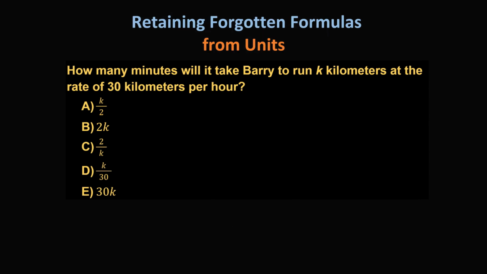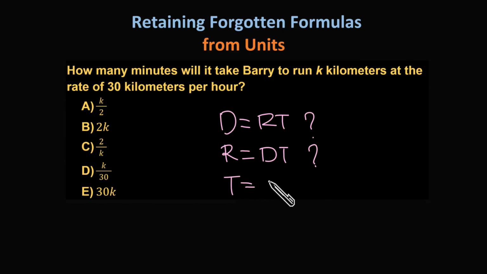Don't you hate it when you see a really easy looking problem on the screen, but you completely forgot your formula? Take a look at this problem, for example. It's a rate problem that involves distance, time, and rate. Now, is the correct formula to solve this d equals rt, r equals dt, or t equals dr? Which one is it?